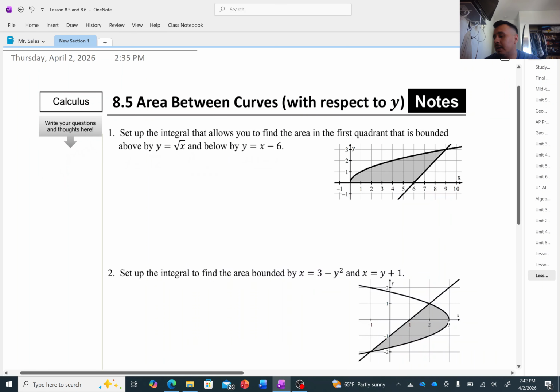Welcome back, calculus students. Welcome to lesson 8.5. We're going to be talking about area between curves, but now with respect to y.